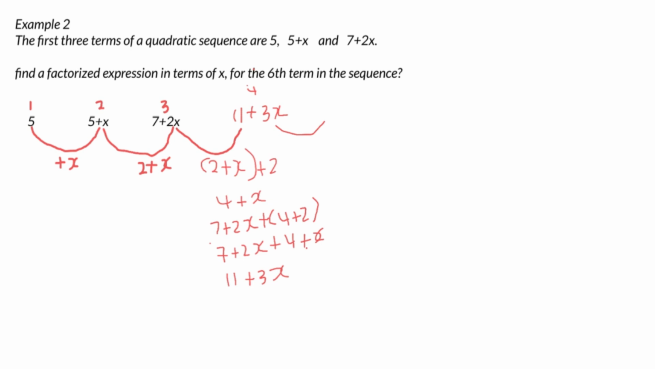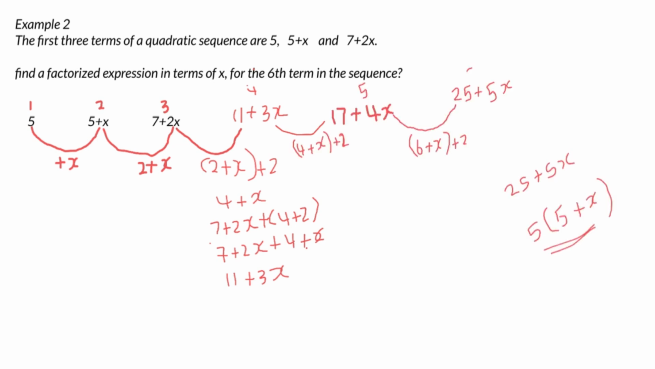So because of time, I'll just put it in there. I've solved it already, so I'll just put in the fifth term and the sixth term. This is the sixth term. This is the common difference. And this is our final answer. Over here, the final answer is 5 bracket 5 plus x close bracket.